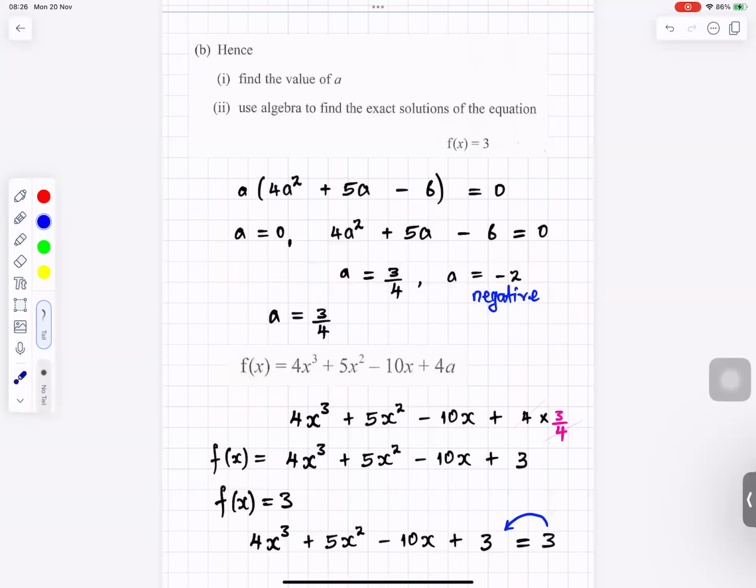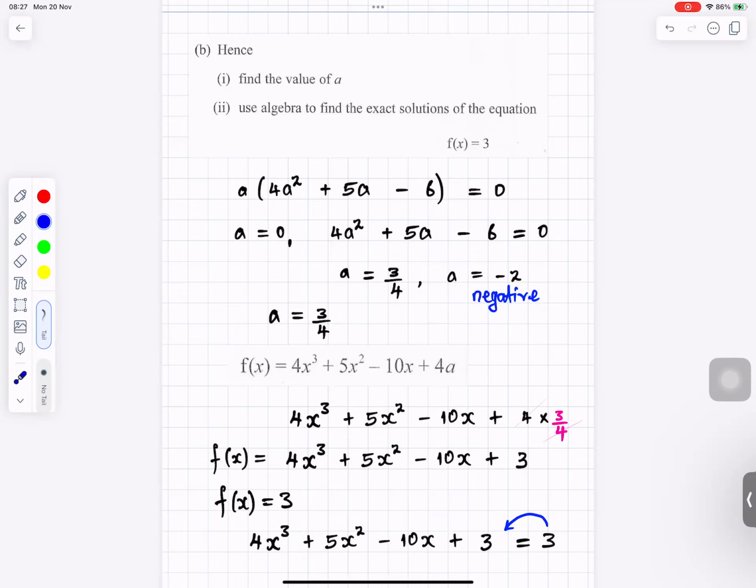Part B says hence. Find the value of a. Hence means use your answer from part A. So we want to solve that equation. Either the a at the front is equal to 0, which gives us one answer, or this quadratic is equal to 0. Now you want to solve this quadratic, use your calculator. A is 4, B is plus 5, C is minus 6. You get 3 over 4 and minus 2. So we have a negative answer there, and a is 3 over 4.